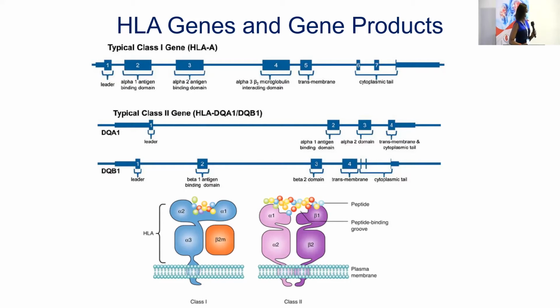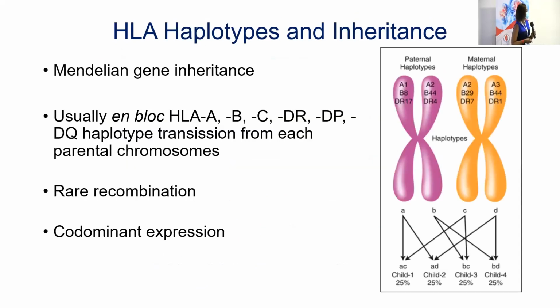The class 2 genes, proteins are expressed on what we call the antigen presenting cells. So B cells, dendritic cells, monocytes, and macrophages, and T cells can also express them when they're activated.